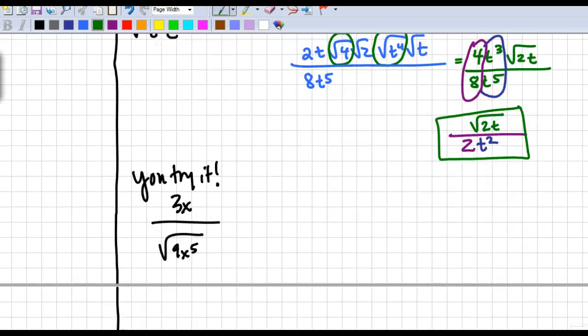I'd like you to try one on your own. This particular type of problem will be on your next quiz. And so I want to give you one more chance to practice this version before we try another version of rationalizing the denominator. Pause the video and give this one a try. Answer will be displayed shortly.